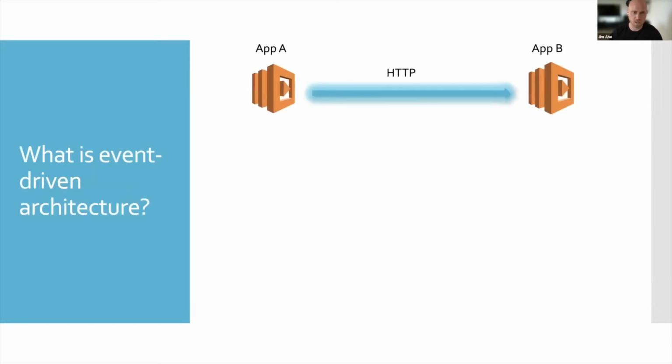Let's just get a quick overview of what we even mean by event-driven architecture. The first example is actually not event-driven at all. This is a traditional HTTP call that I think most of you are familiar with. So usually we have an application A talking to application B made by an HTTP request or some kind of protocol at least to make a synchronous invocation.